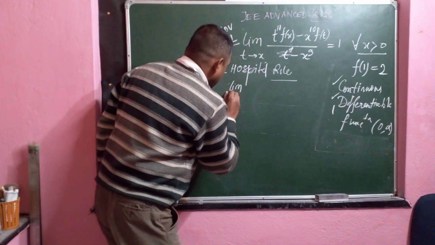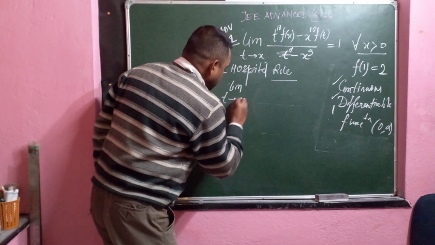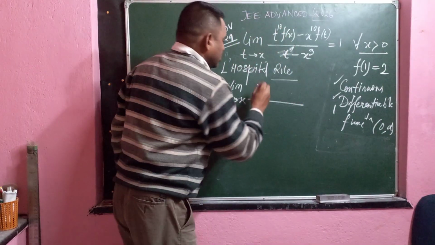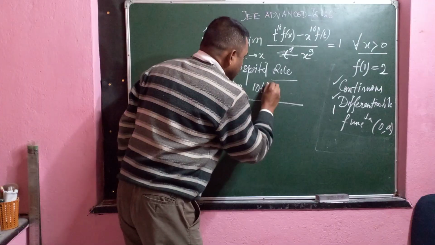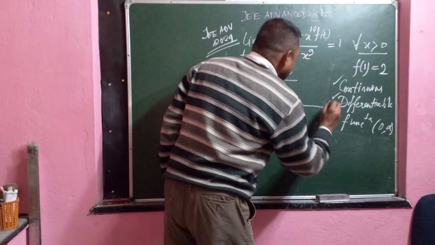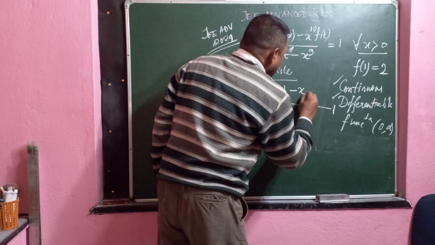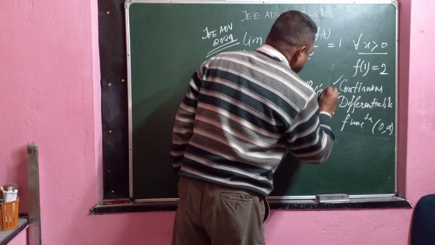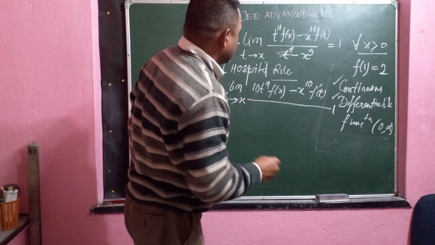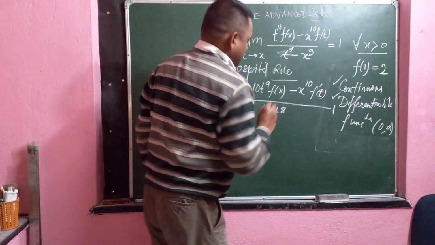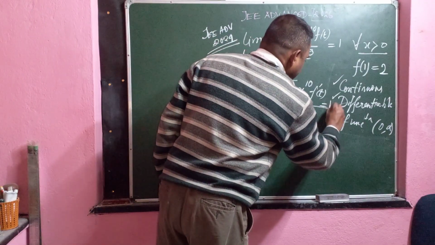Limit t tends to x. Now we'll differentiate this. That is 10 t to the power 9 f(x) minus x to the power 10 f dash(t), and this is 9 t to the power 8, that is equal to 1.